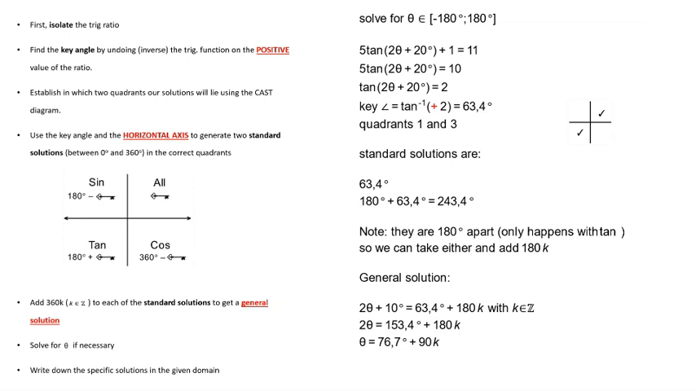The final thing we're going to do is write down the specific solutions in the given domain. So we want to be from -180 to 180. If k is 0, we get 76.7 degrees. We can add 90 once. We can't add 90 a second time without going outside, but we can subtract 90 twice and we get those four answers.